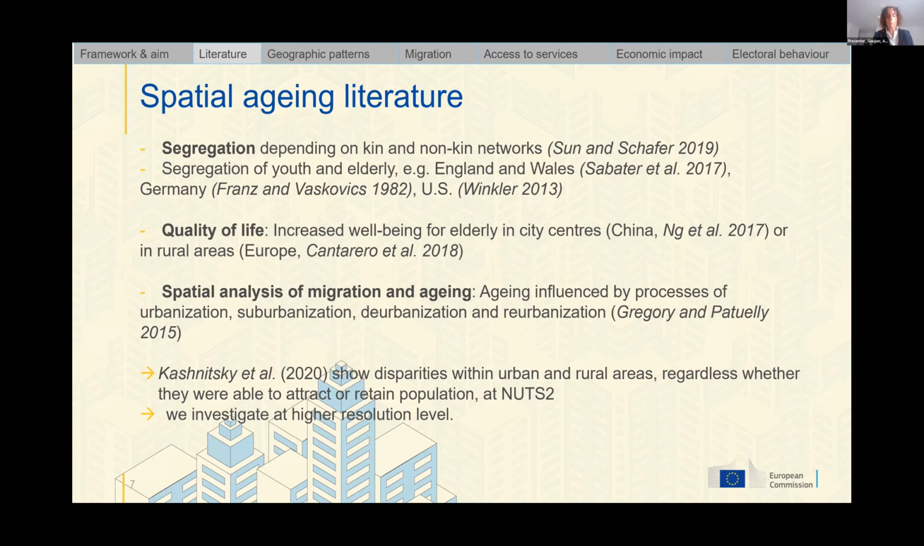But the literature that looks at spatial analysis of migration and aging is closer to what we do in this work, basically investigating the impact of migration mobility, which is typically age specific. And for instance, Gregory and Patuelli show how migration can trigger a self-reinforcing process, as I mentioned in the previous slide.